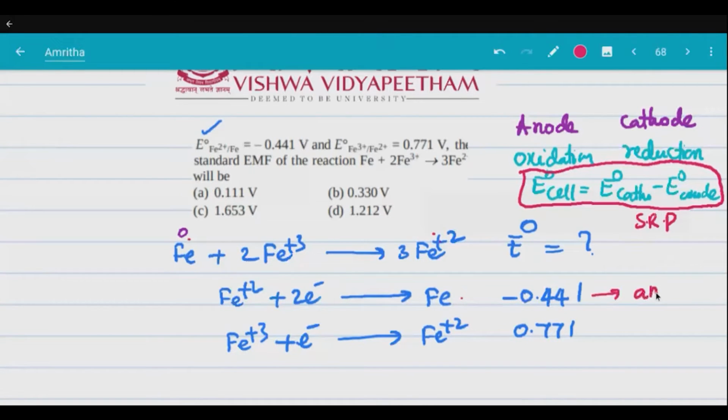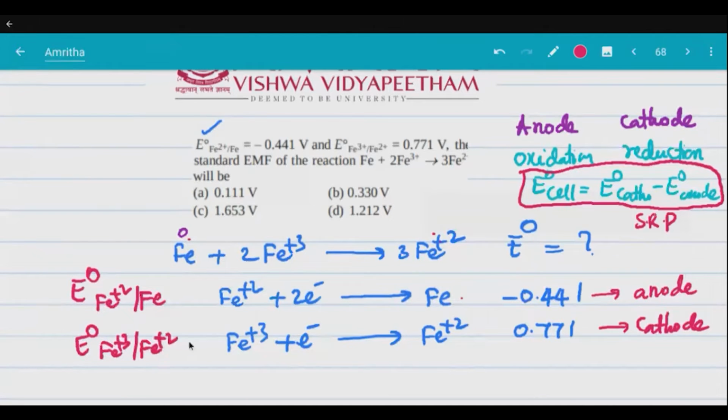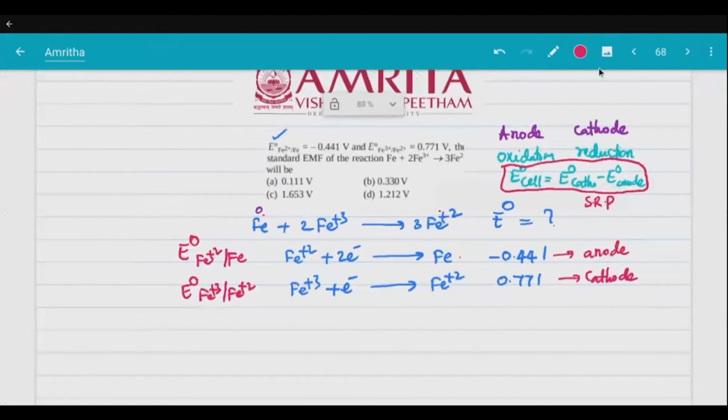This is anode. Now this one is cathode. Both are reduction potentials, so this is SRP. See how I'm writing SRP? Fe+2 to Fe, and this is Fe+3 to Fe+2. Both are SRP values. We'll mention it here.